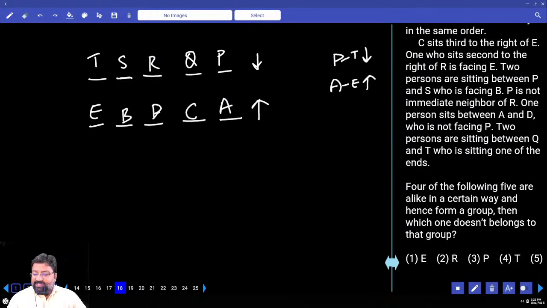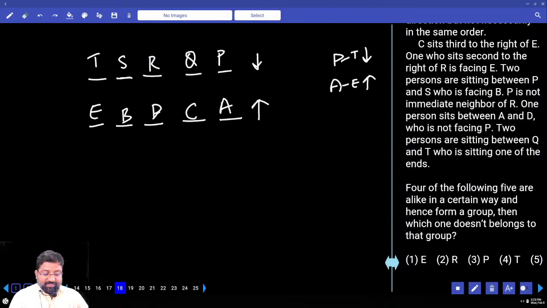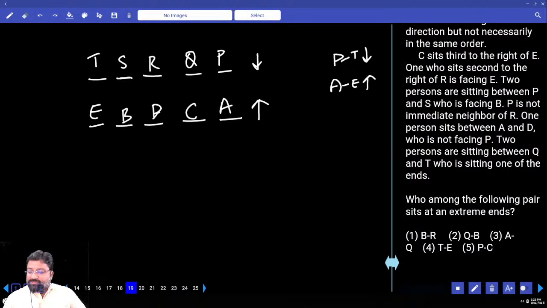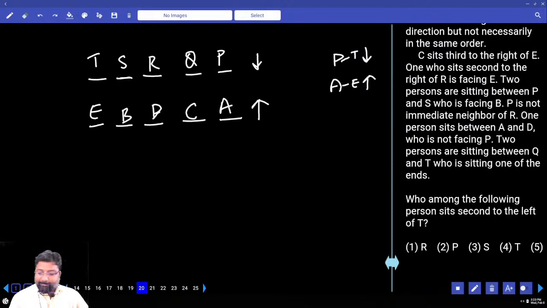4 out of the following 5 are obvious, it will be based on corner seats. T, P, E, A are in the corners. R is not in the corner. Who amongst the following pair sits at the extreme ends? TE or PA? TE, PA, TE. 4th option. Who amongst the following persons sits second to the left of T? Second to the left of T is R.